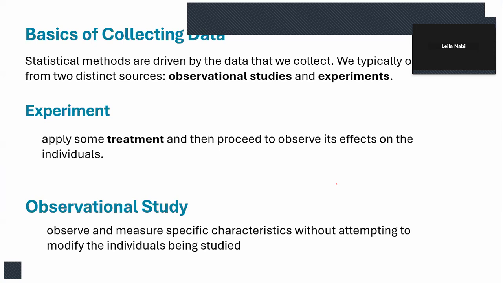The two important ones that we talk about in this chapter are called observational studies and experiment. Experiment is when we have a study where we apply some treatments on the people and see how these treatments affect any individual. But observational studies are the studies where we collect data from observing or measuring some characteristic.